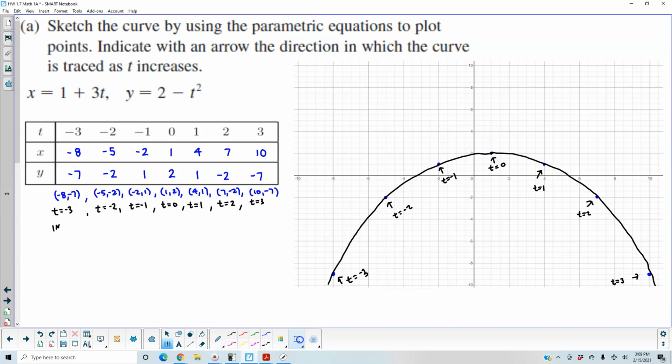So again, this is our initial point, so this is where we start, and this is our ending point. So from t equal to -3 to t equal to -2, we have an arrow going in this direction. And then -2 to -1 is that direction. And then from 0 to 1, and from 1 to 2, and then from 2 to 3.